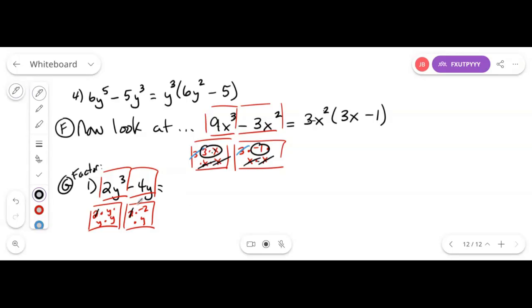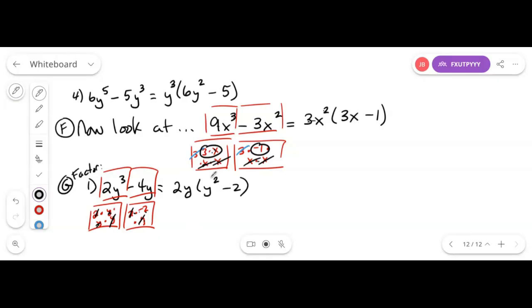I can pull a 2 out, and there is only one y in this box, so I can only take one of those out. So we're taking out 2y. We're left with y squared, y times y, minus 2.